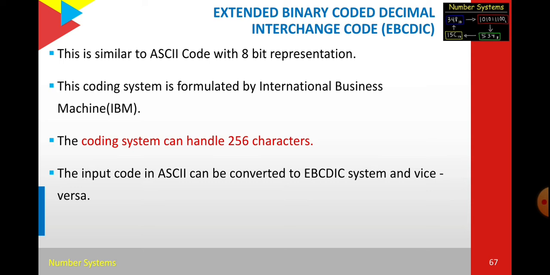What is the expansion of IBM? International Business Machines. The coding system can handle 256 characters, so 2 power 8 is equal to 256 characters. The input code in ASCII can be converted to the EBCDIC system and vice versa. We can convert ASCII code into EBCDIC code as well as EBCDIC code into ASCII code. We can use both codes interchangeably.